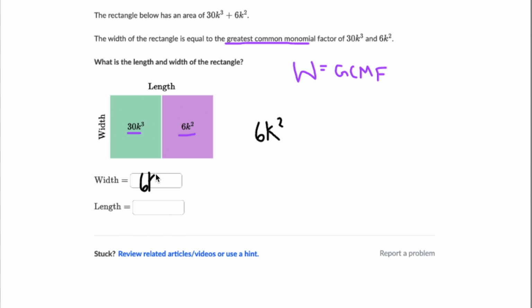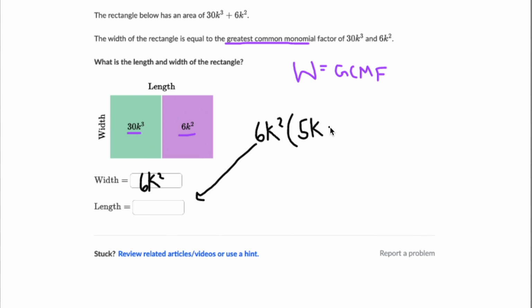Now, on finding your length, you're going to build off what you just did. You found your greatest common monomial factor, but now you need to find the terms that will get your greatest common monomial factor to equal the given values of 30k cubed and 6k squared. So 30 divided by 6 is 5, so I plug in my division, which would be 5. And then k to the 3 divided by k to the 2 is k, because when you divide these, you subtract the powers, so it would just be k.